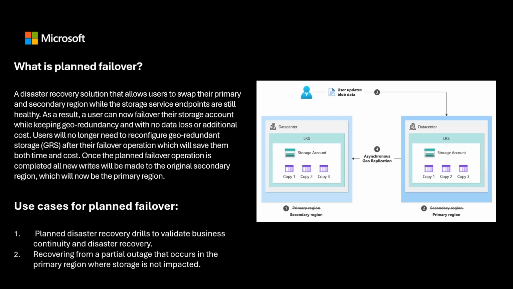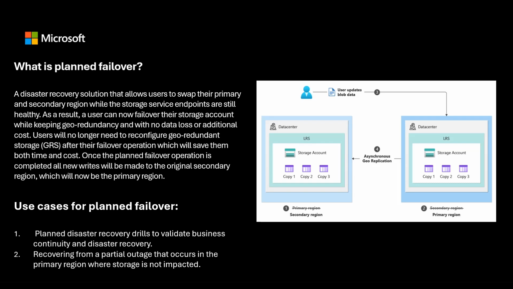What is planned failover? Planned failover is a disaster recovery solution that allows users to swap their primary and secondary region while their storage service endpoints are still healthy. As a result, a user can now fail over their storage account while keeping geo redundancy and without any data loss or additional cost. A user will no longer need to reconfigure geo-redundant storage after their failover operation is completed. This saves customers both time and cost. Once the planned failover operation is completed, all new writes will be made to the original secondary region, which will now be the new primary region.